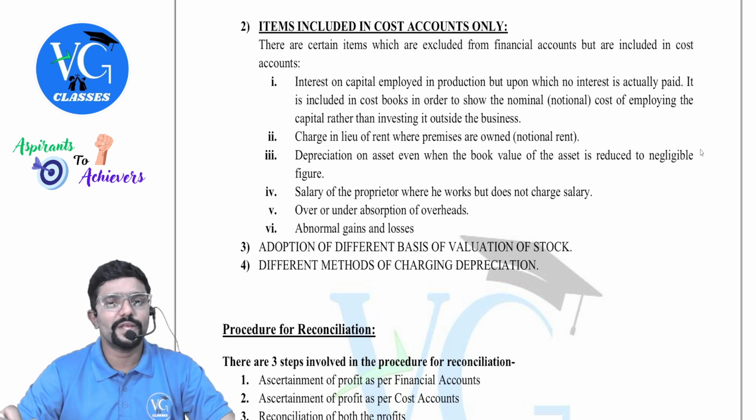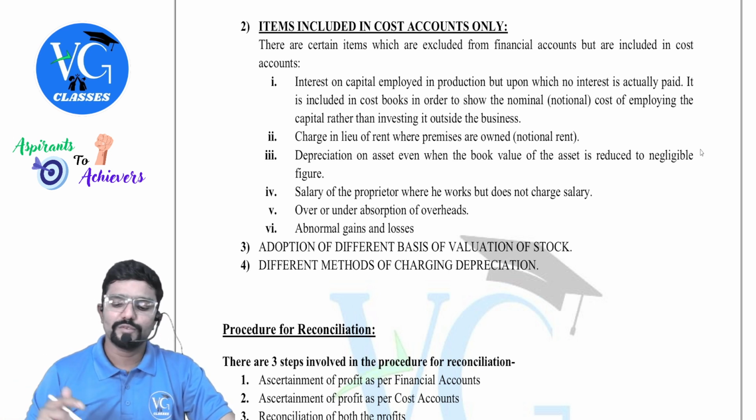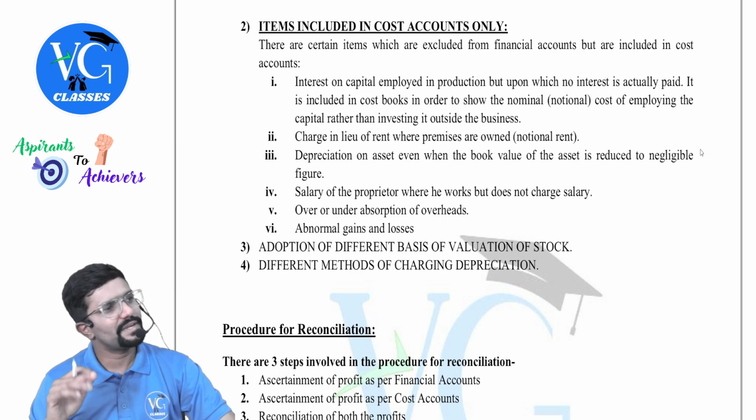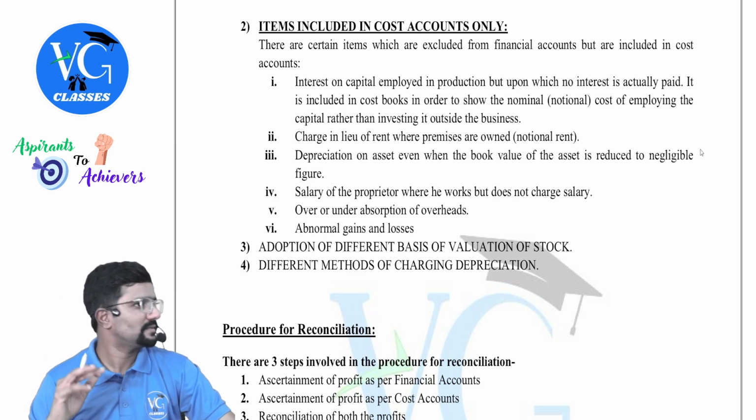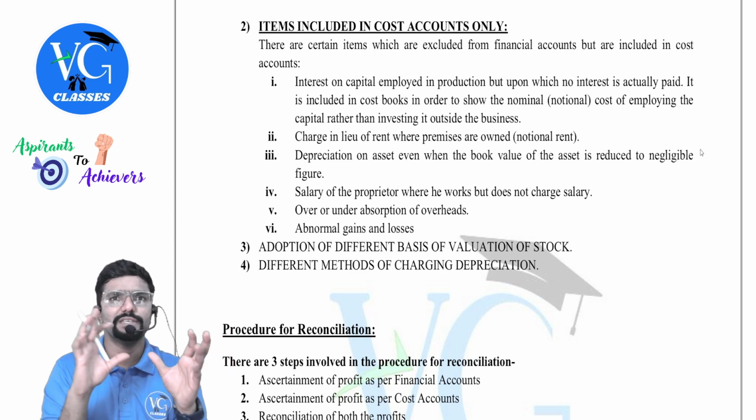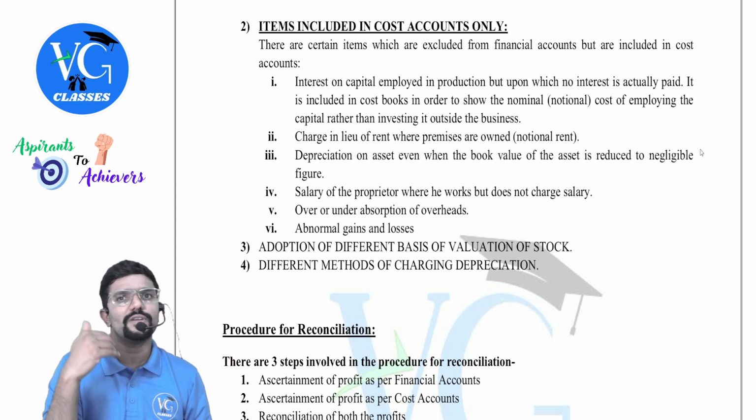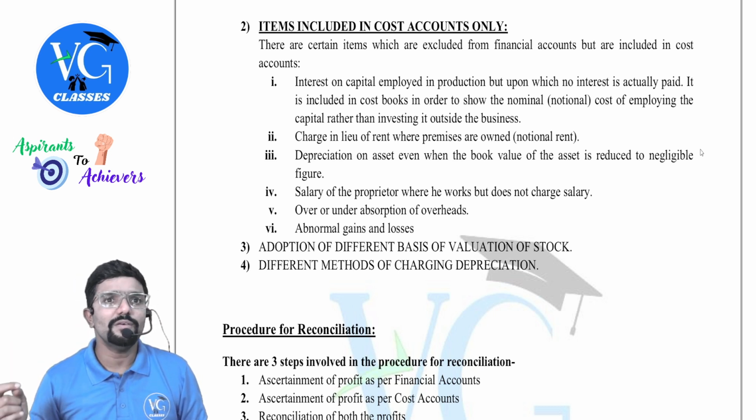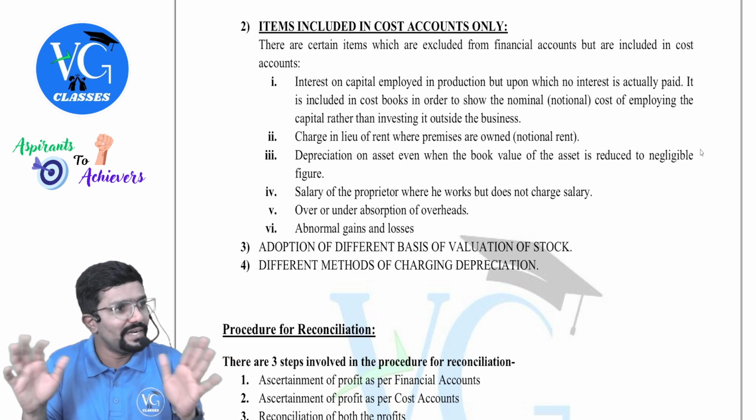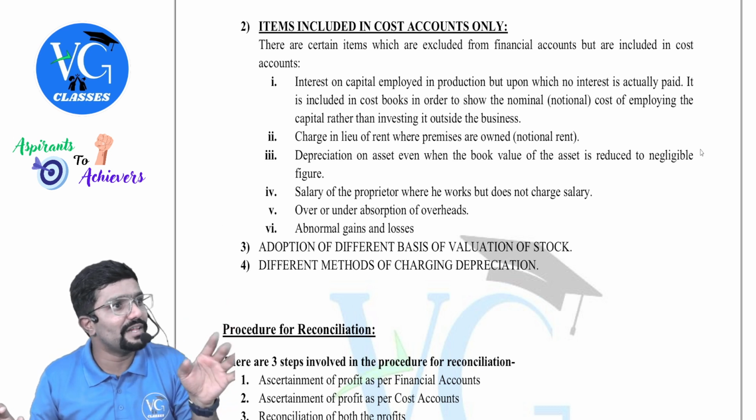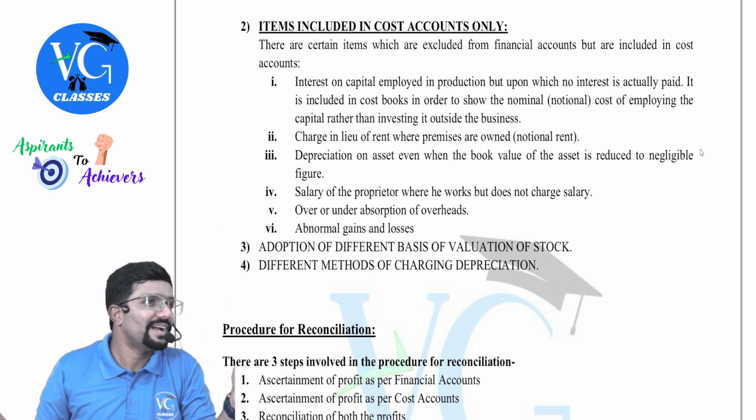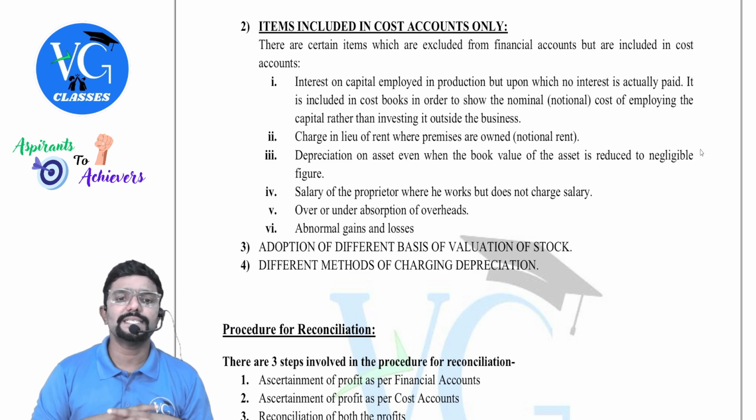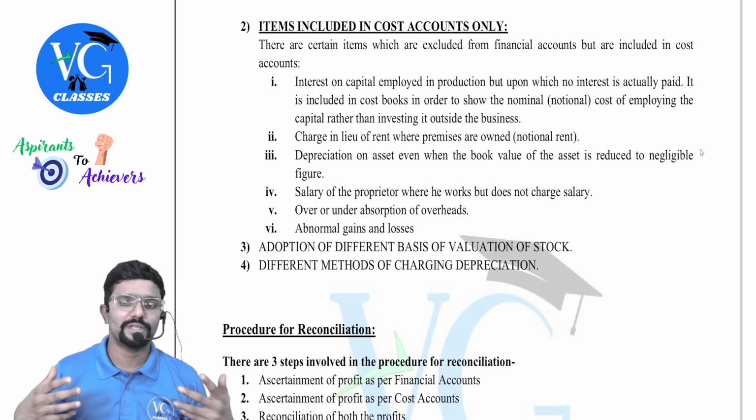Charge in lieu of rent where premises are owned. So, the property is owned by the owner only. He is not charging any rent. Can we still consider it as notional rent? Yes. We can think from 2 points of view, guys. If this building is let out to someone else, what is the rent we would have got? Or else, if I had taken the same building from someone else, what is the rent I would have paid? You can consider that as notional. Charge in lieu of rent where premises are owned, that is notional.